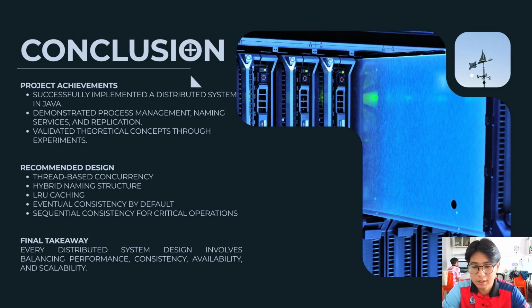The most important lesson learned is that distributed systems are not about choosing the fastest or the most consistent solution. Instead, they are about selecting the right balance between performance, consistency, availability, and scalability according to the application's requirements.